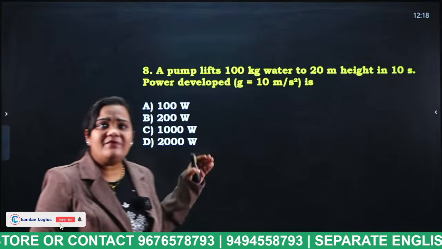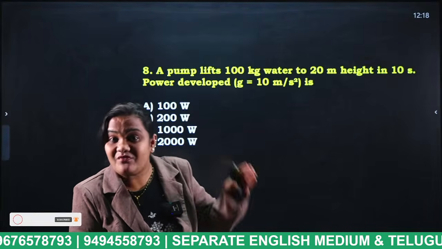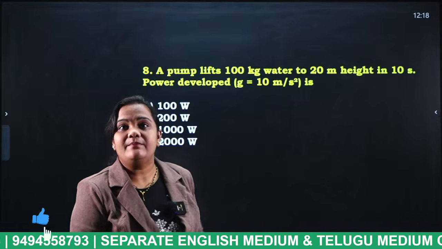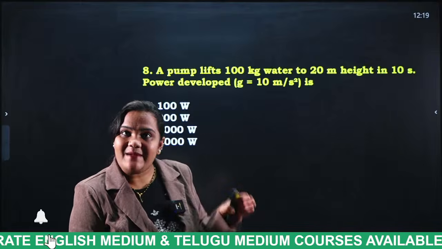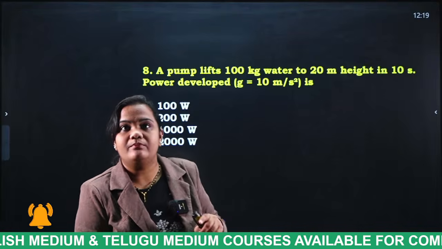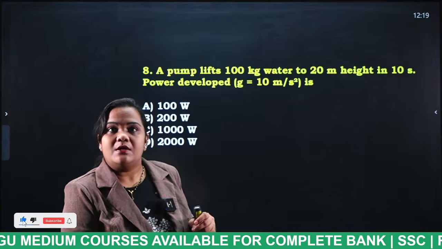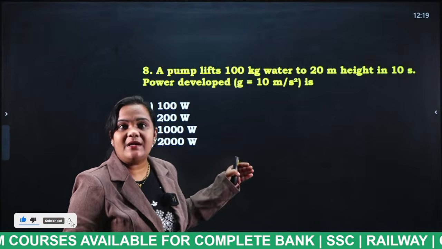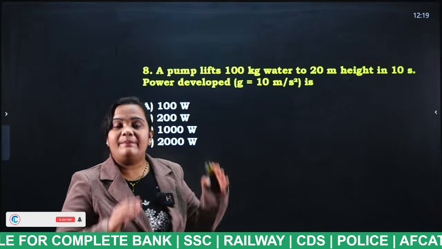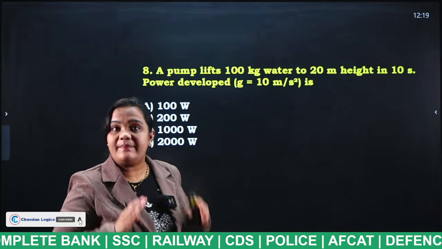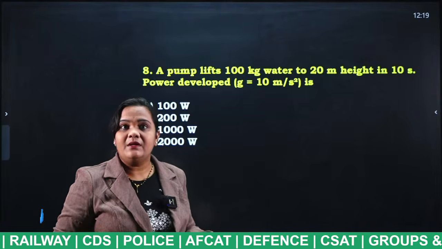What is the formula for power, students? Power is nothing but work done by time. So tell me, what is the formula for power? Work done by time or work done into time? Tell me, students. Nobody is giving an answer to my questions. So here the work done is the work done in the form of potential energy. And power is nothing but, what is the formula for power? Work done divided by time. Try to solve it.